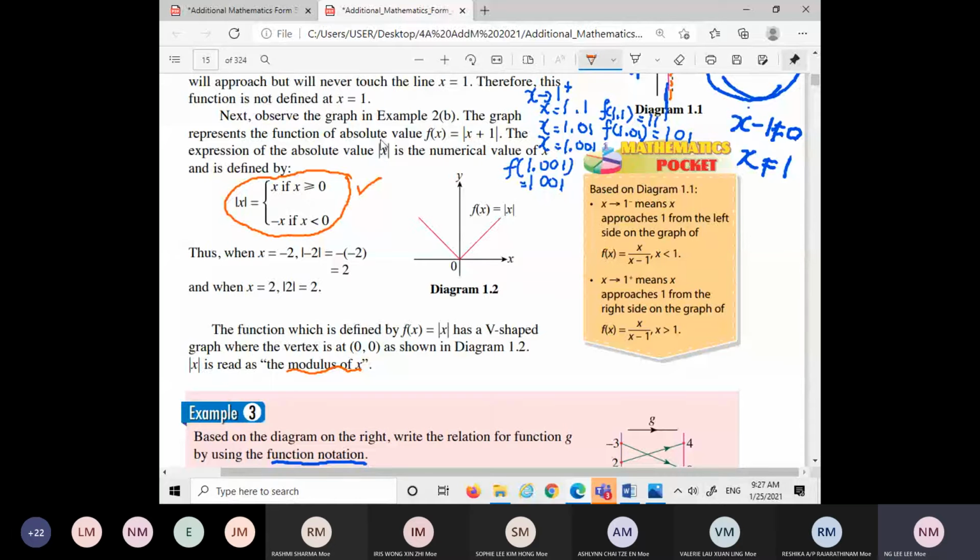Okay, so you just have to know, this is the function of absolute value. But when we read, it's modulus of x. Okay, anything not clear before I continue?